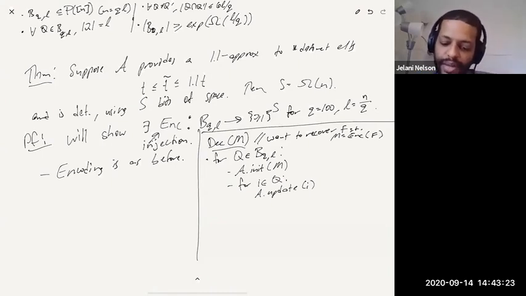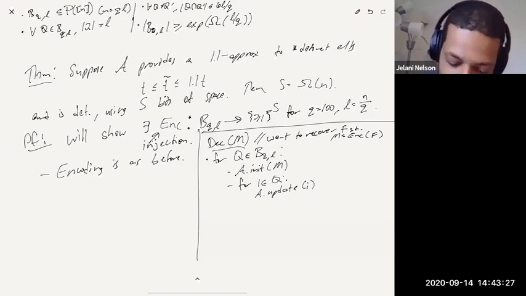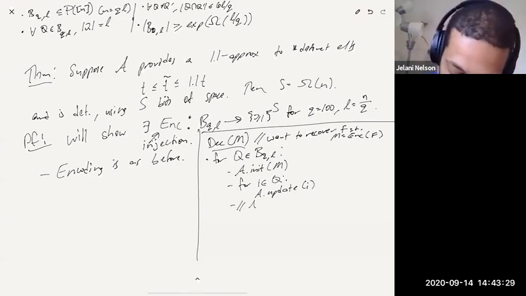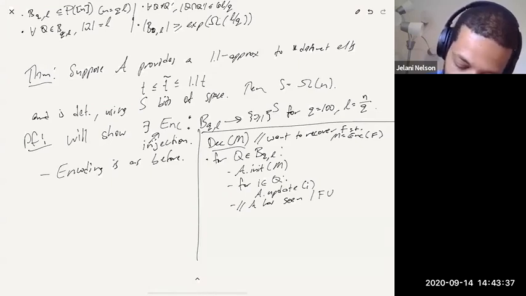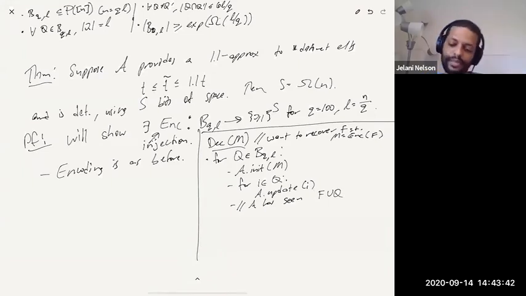So now after the for loop is over, what has A seen? Basically this is a comment now. A has seen F union Q. Sorry, I did not mean to make that look like a swear word. Okay, that was poor planning on my part.